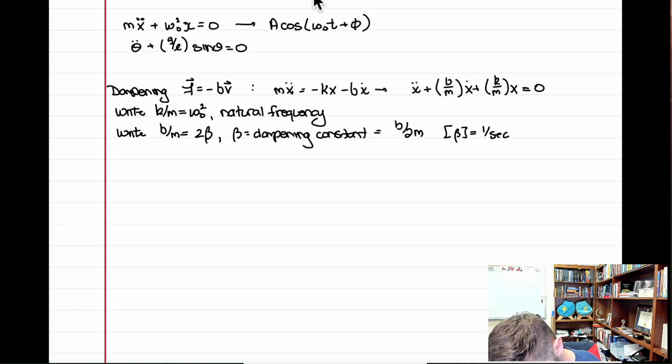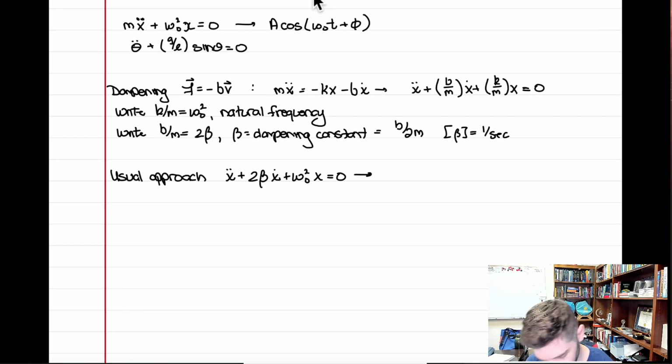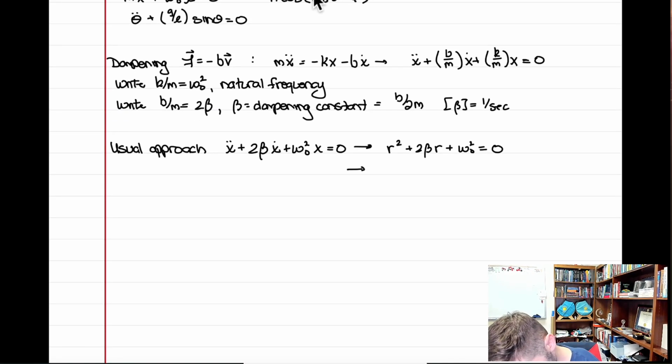So again, how do you solve that? The usual approach to solve x double dot plus 2 beta x dot plus omega naught squared times x equals 0: you assume the solution is an exponential. That gives you an auxiliary equation of r squared plus 2 beta times r plus omega naught squared equals 0. That implies that r equals negative 2 beta plus or minus the square root of 4 beta squared minus 4 omega naught squared, all divided by 2.